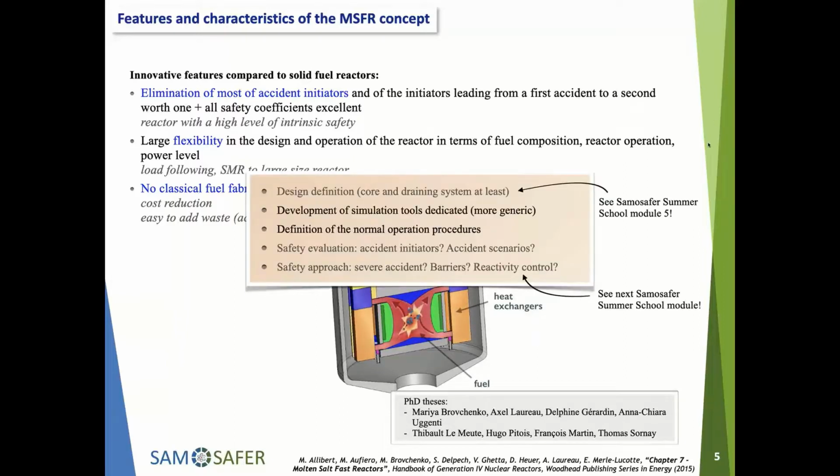And as I mentioned last time, during module 5 we worked on the design definition of the core and of the draining system. Then I promised you that today we will work on the development of a simulation tool dedicated to the molten salt fast reactor, and on the definition of the normal operation procedures. We are going to that now. And in the final module, the 7th module, you will have the safety evaluation and safety approach.